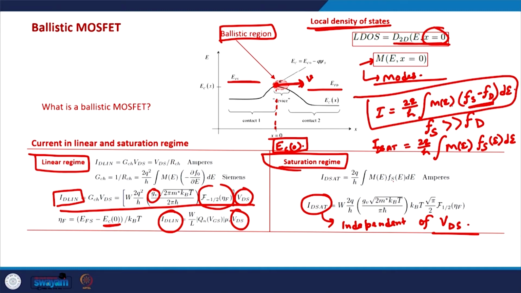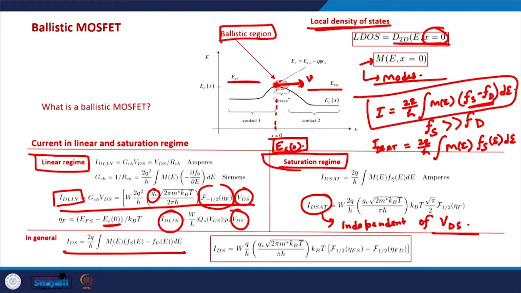As expected, we can calculate the current right from this expression, and the general expression of the current will be obtained by putting in the number of modes, which will now have a Fermi-Dirac integral of order plus half. But there will be two Fermi-Dirac integrals, please remember that. One is because of the source Fermi function and the second is because of the drain Fermi function, and that is shown here.